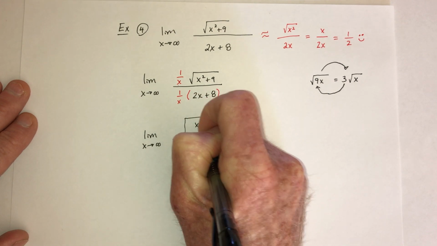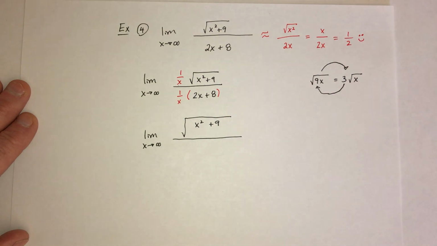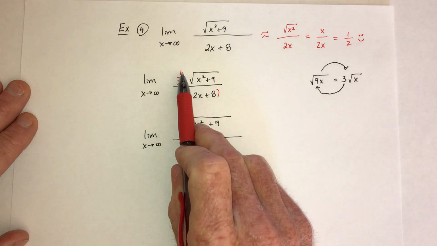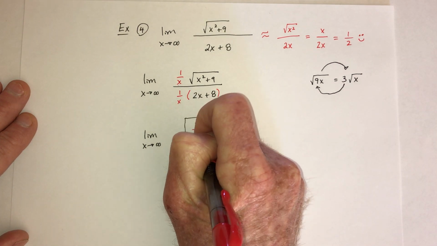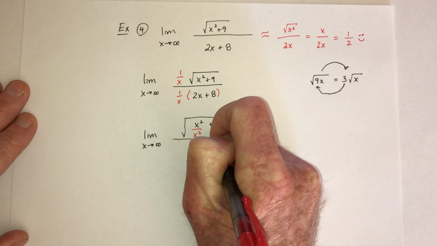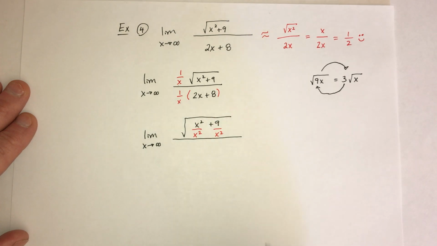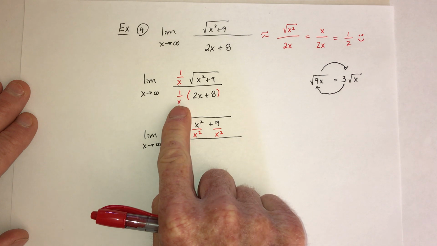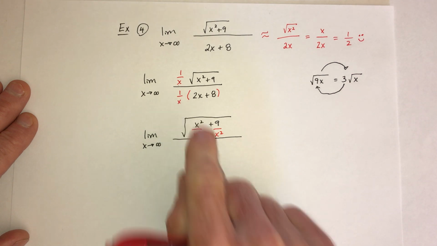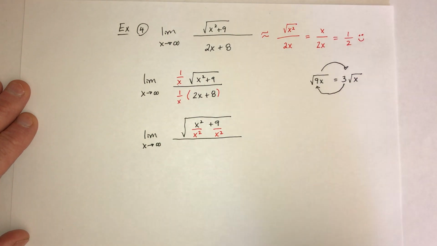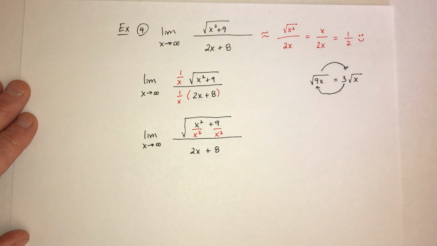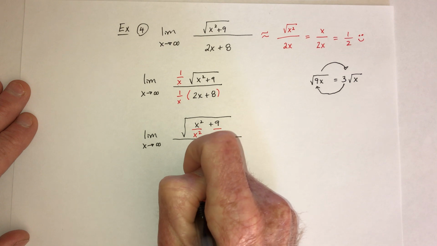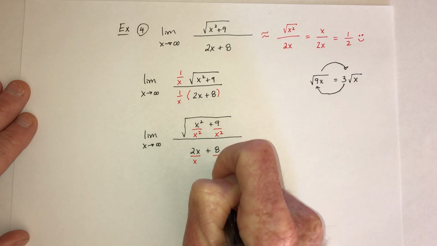So there's the x squared plus 9 that was originally there. And then this will become 1 over x squared when you put it inside the radical, which means that each denominator gets turned into an x squared. Now this one doesn't have a radical, so you could just go ahead and distribute. So that would be the 2x plus the 8, and then each one gets divided by an x.